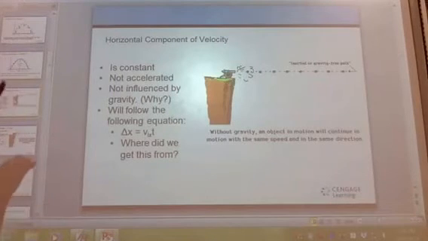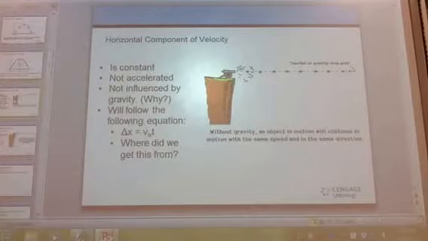Okay, so just to sum up again, because we kind of talked about the horizontal component of velocity as well as a vertical component of velocity, but I just want to make sure we hit it home because I promise this is on your AP Physics test. Horizontal component of velocity is constant and it's not accelerated. So it's constant and there's no acceleration acting on it.